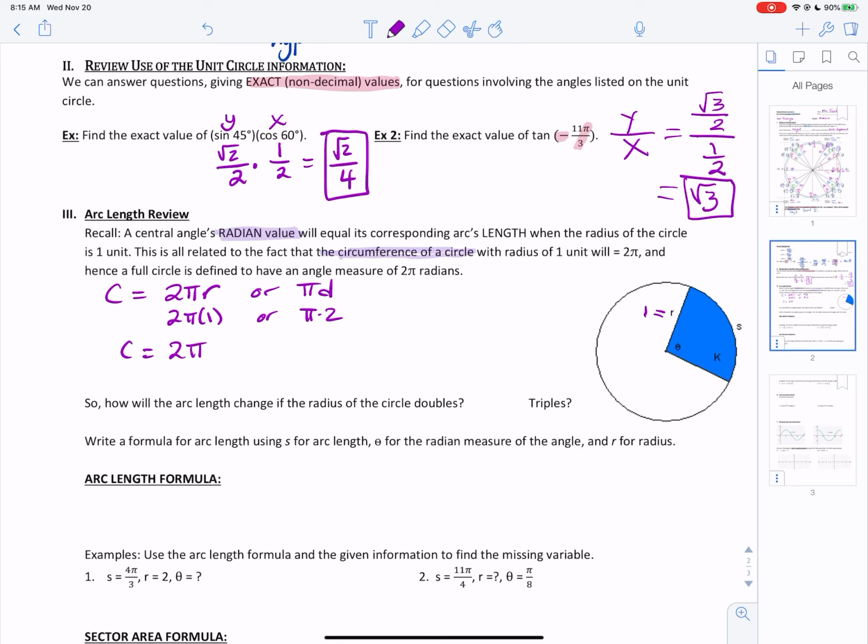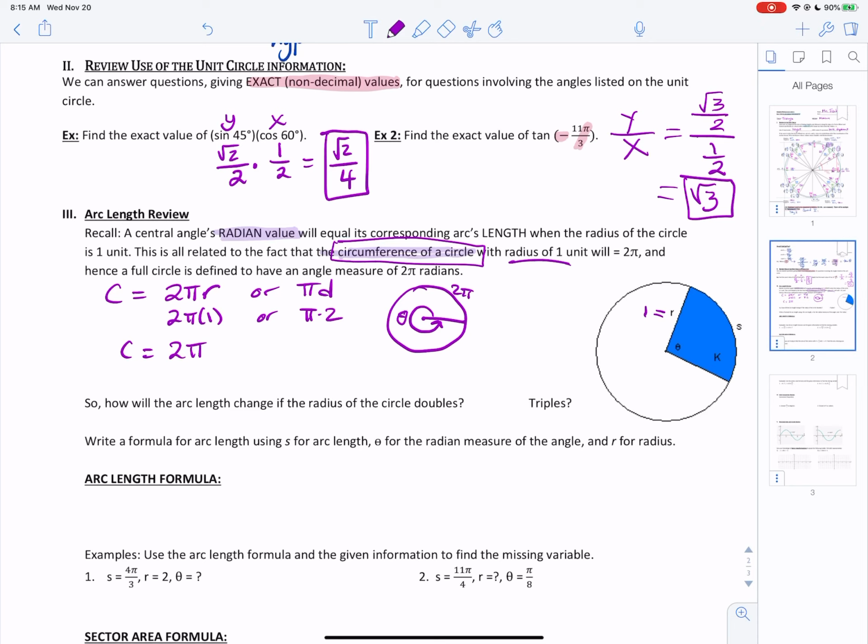Either way. So the way that a radian value is defined is that it's going to be the size of the angle when you're related to the circumference when your radius is 1. So if you have this whole circle and this is your angle, the whole thing, and your circumference is 2 pi, then that whole central angle is going to be defined as 2 pi.